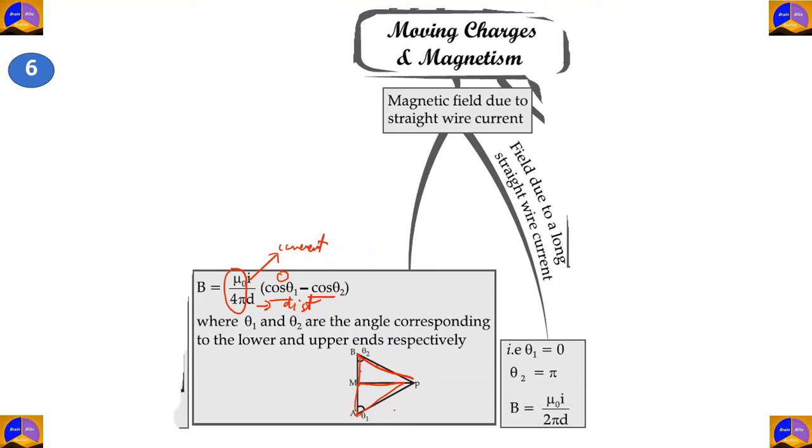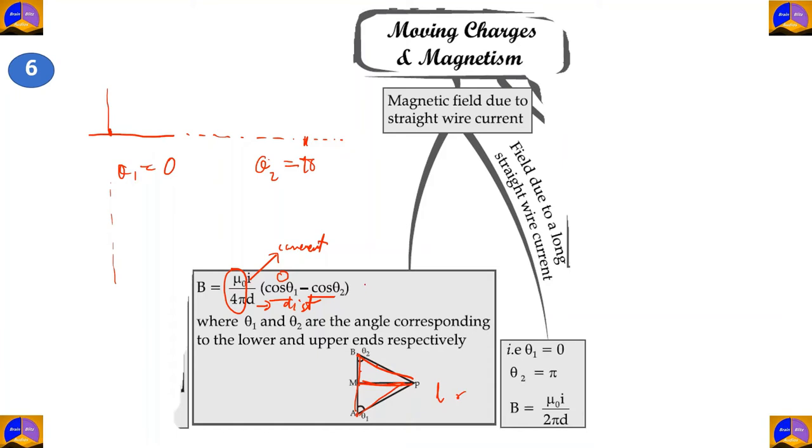Now, this happens when the straight conductor is fixed. It has a fixed length, say L. Now, what would happen if this conductor stretched to infinity? Then theta 1 would start becoming smaller and smaller until it approaches 0. So theta 1 will be equal to 0. And theta 2 would keep moving on until it becomes pi. So basically, it comes out to the other side and then it becomes pi. So theta 2 is equal to pi.